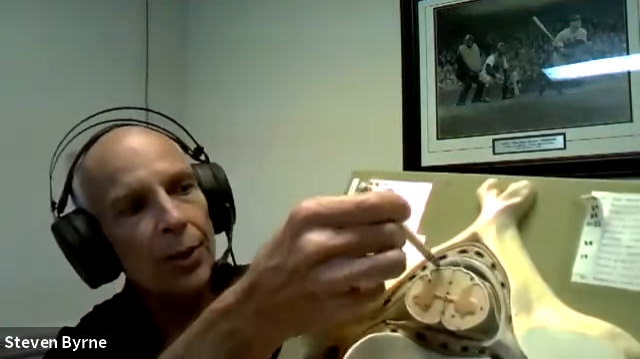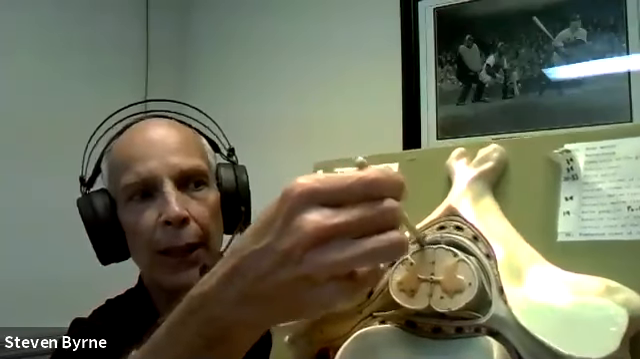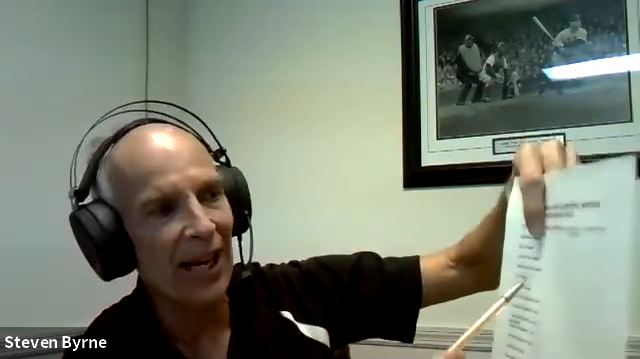Then there's a space. That space is called subarachnoid space. So I can actually take like my pen or pencil and stick it into this space in here. And that's where fluid has to be able to circulate. So that's the subarachnoid space, and that was H. And then pia is E, the innermost protective layer.